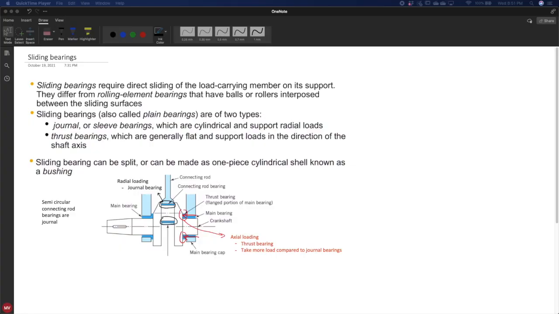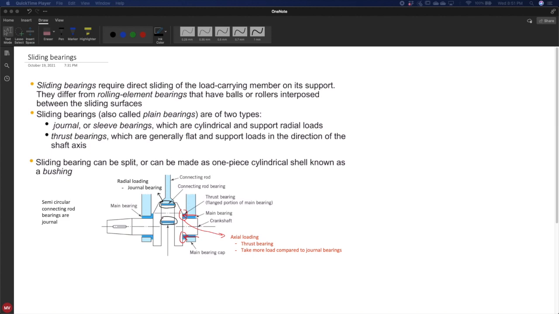In this course, we will be analyzing sliding bearings. Sliding bearings require direct sliding of a load. So in the example where I was showing the triangular ruler, the pencil banging against the edges of the triangular ruler, which was the bearing, is actually a sliding bearing. There are two types of sliding bearings.